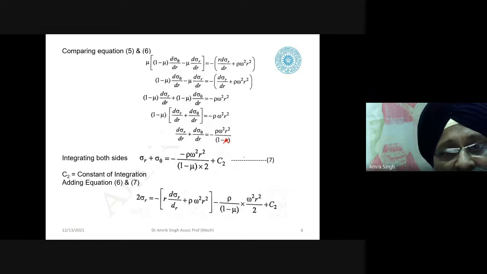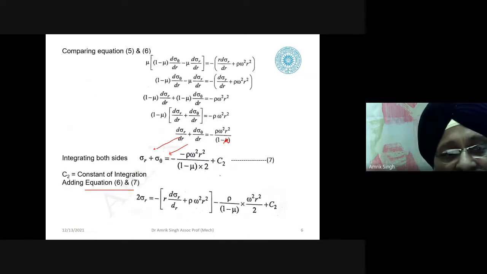Okay. So now integrating on both sides, you will get this as sigma r and this as sigma theta, minus mu times sigma r square r square upon 2 plus C2. So constant C2, the constant of integration, by adding equation number 6 and 7, you will get this value of the C2. So this expression we get.